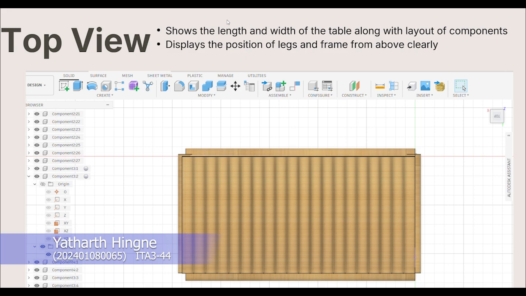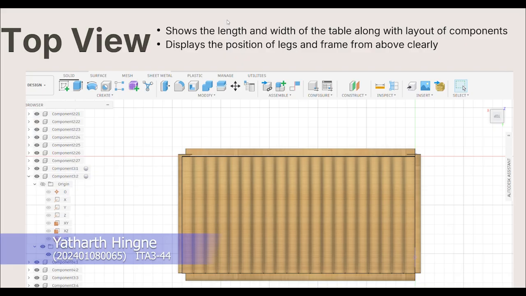I am Yatharth Hingane. This is the top view of our study table model. From this view, we can clearly see the length and width of the table, which are 100 centimeter and 50 centimeter respectively. It shows the rectangular tabletop surface, which is the main working area. We can also observe the position of all 4 legs placed at the corners to ensure proper balance.